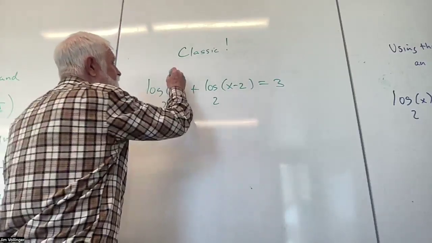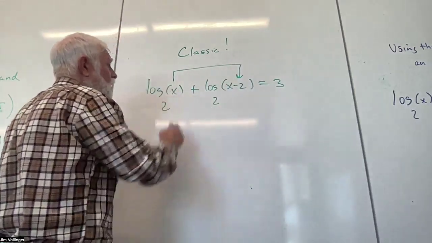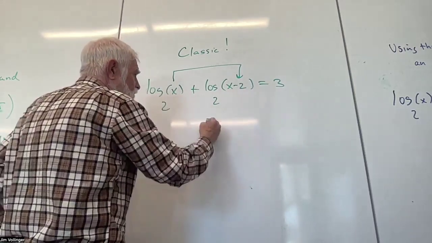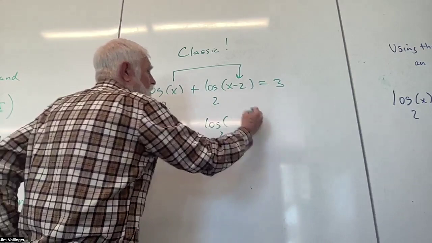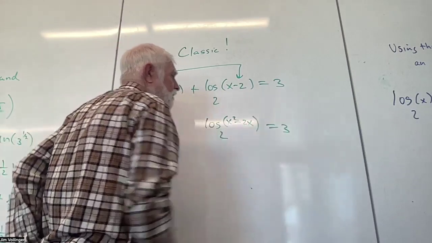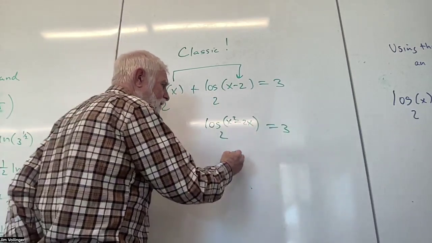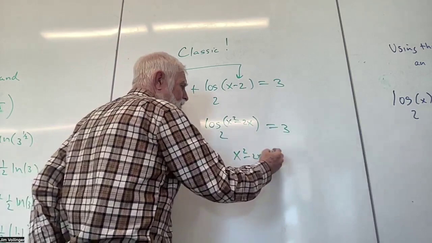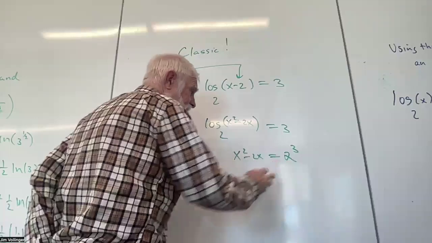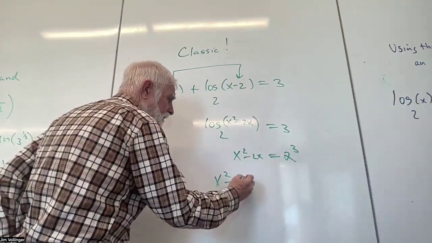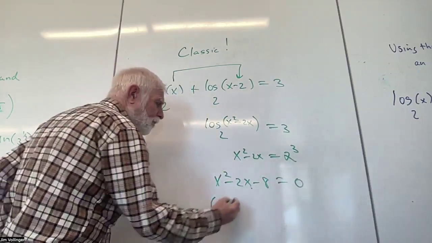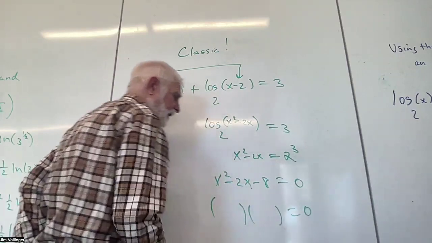All right, so I see an addition of exponents comes from a multiplication of quantities. So this could have been written as a single expression. X times x minus 2 is x squared minus 2x, and that's equal to 3. We change to exponential form. That quantity is represented by this calculation, 2 to the 3. And that's 8. So I solve quadratics by bringing the 8 to the other side, setting it to 0, and hoping we can factor. And I think we can.